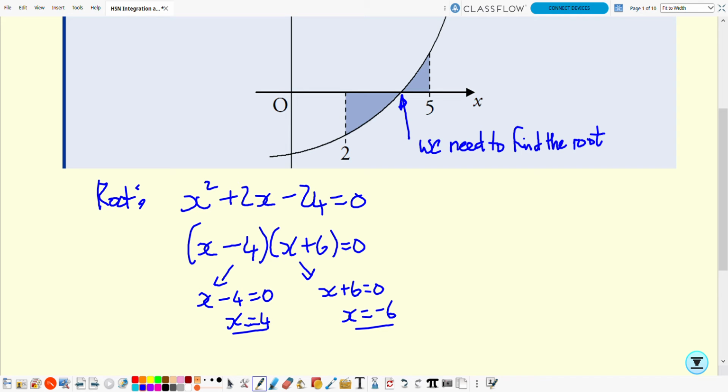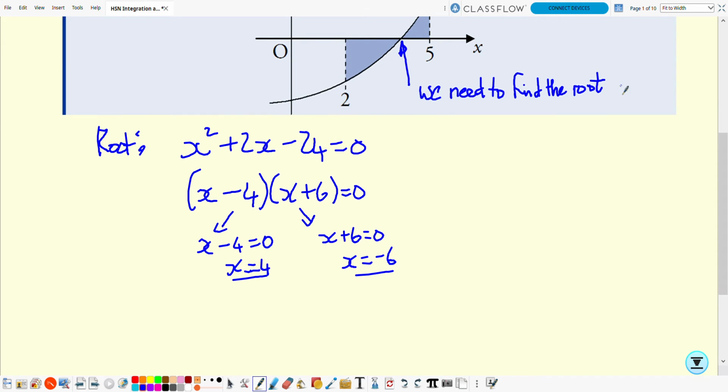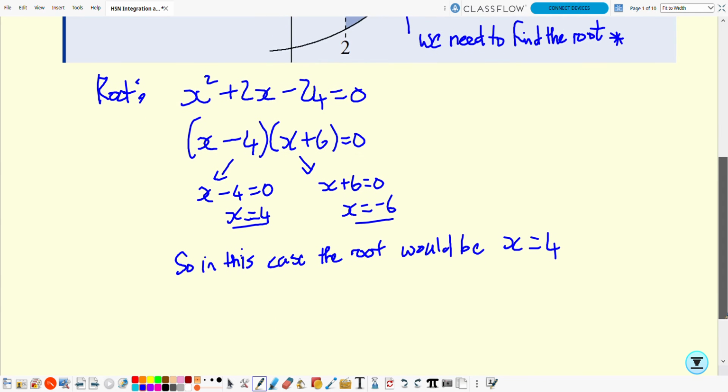So clearly the root we would be looking for, this root at this point here, in this case the root that we would be needing to use is 4. x equals 4 is what you're going to be using. So that helps us work out our areas.